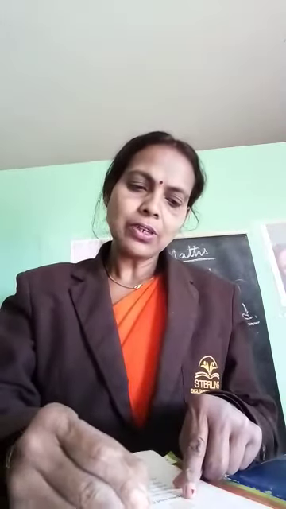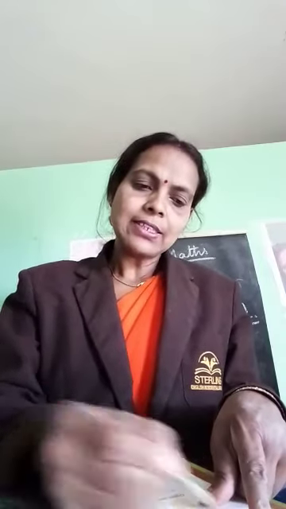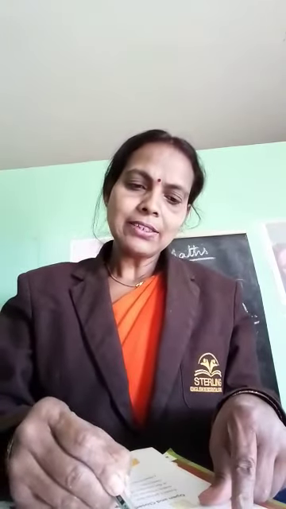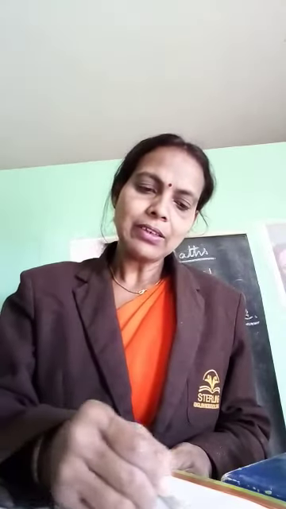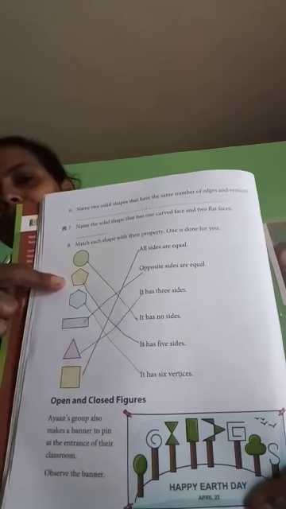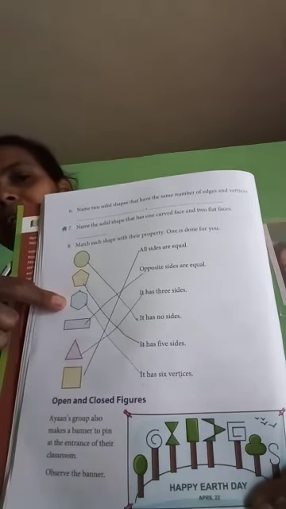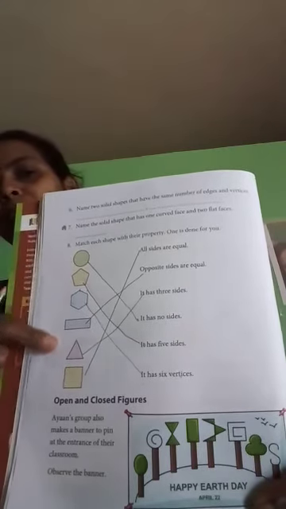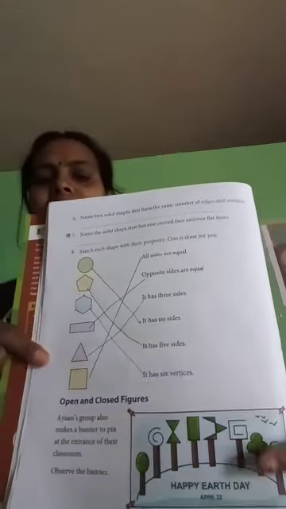Opposite sides are equal. This one. It has 5 sides. It has no sides, that is circle. Circle has no sides. Then it has 6 vertices, that is hexagon. And it has 3 sides, that is triangle. See here. See if you have done correctly. First one is circle, second shape name is pentagon, third shape name is hexagon, this is rectangle, this is triangle, this is square. These all are plane figures. We call them plane figures, children.